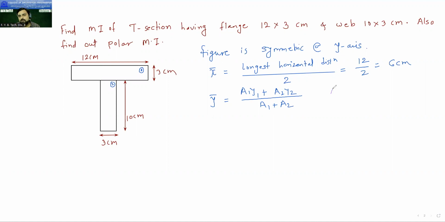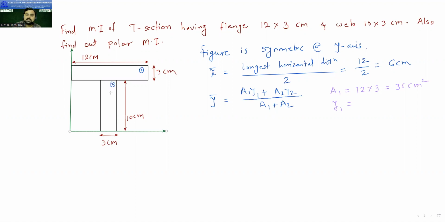What is the value of A1? A1 is the first area. It is 12 into 3, which is equal to 36 centimeter square. Then the value of y1. To calculate the value of y1, first draw the reference axis. To draw the reference axis, your figure should come in the first quadrant. So consider the left hand side corner and draw your y-axis first. So this is the y-axis. Then this is the x-axis. Okay, so these are the reference axis.